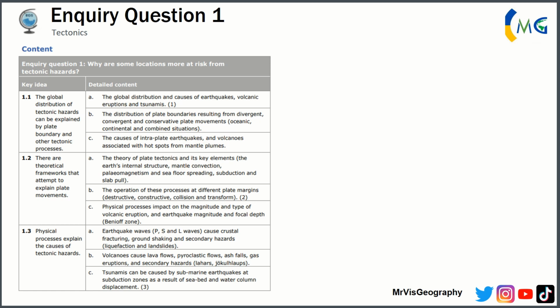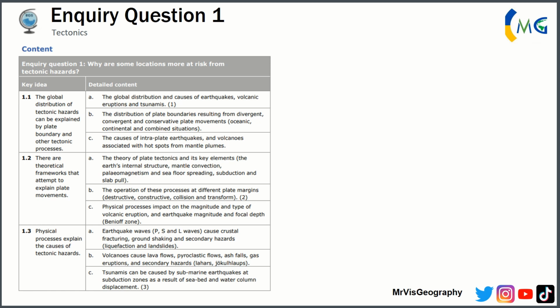We also have a look at causes of intraplate earthquakes and volcanoes, so we look at hotspots. Intraplate means earthquakes and volcanoes within a plate itself, so not on the edges of it. We look at the different plate tectonic theories. These include how the Earth is structured, so you go from crust, mantle, outer core to inner core. We talk about the asthenosphere, lithosphere, upper mantle, lower mantle, outer core, inner core. So slightly different terms again.